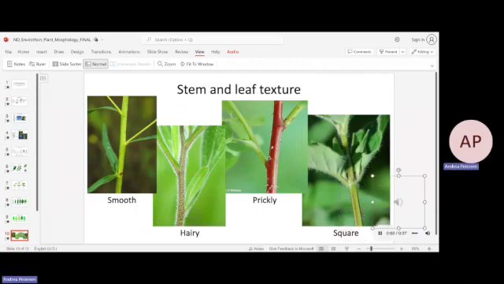Next, understanding the variability in stems is important. Stems can be smooth and round, they can be hairy, and those hairs can be fine and soft, or maybe thicker and more stiff. Stems can be prickly with stiff, spiny outgrowths from the stem. They can also be square or have edges. Leaves can also take on these different textures. The textures of stems and leaves is a super important characteristic when identifying plants, so keep it in mind.